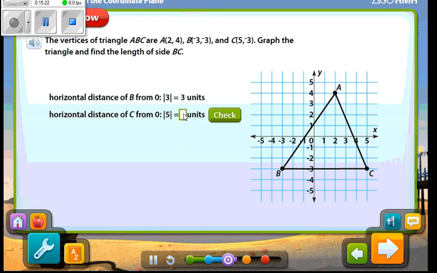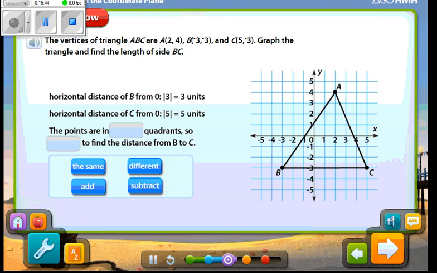What is the horizontal distance of C from 0? Here you can see it gives you the absolute value of 5 is 5. That's right. The horizontal distance of C from 0 is 5 units. Now, what should you do next to find the distance from B to C?